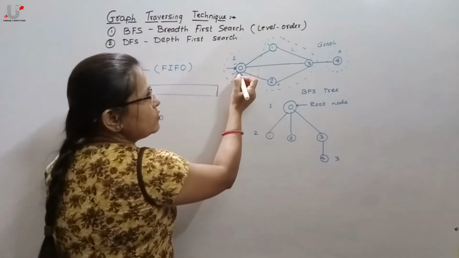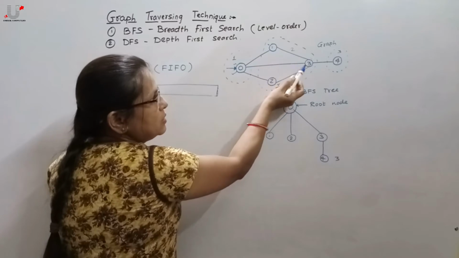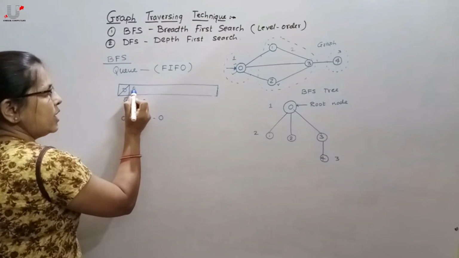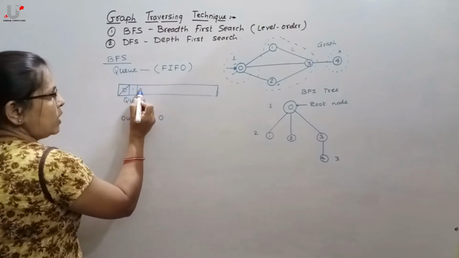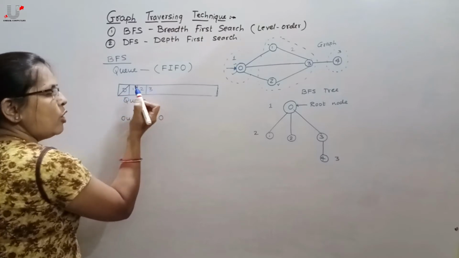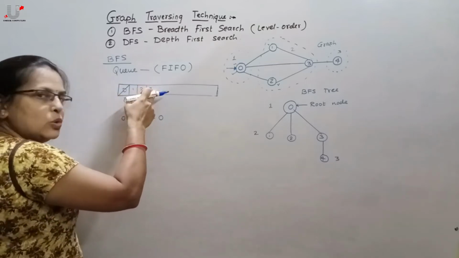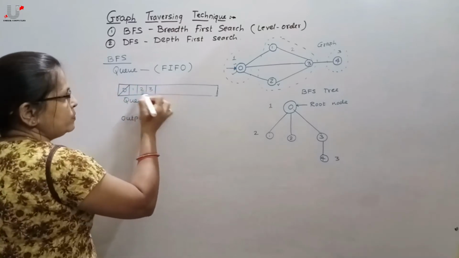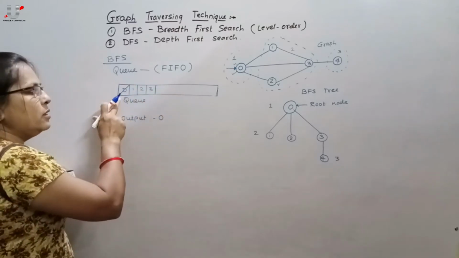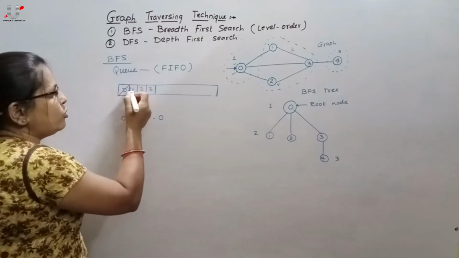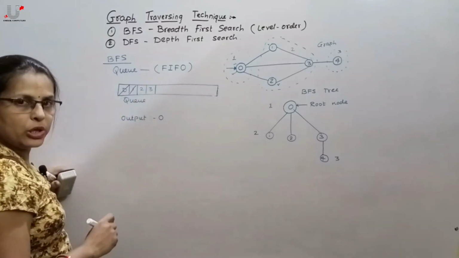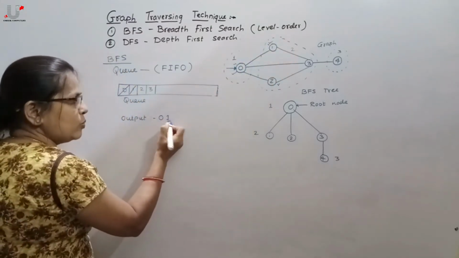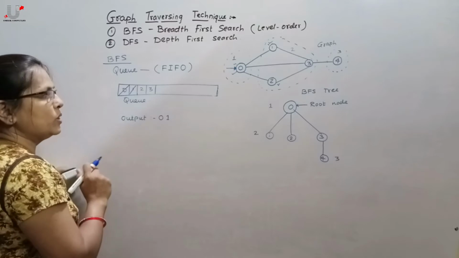So the adjacent nodes of 0 are 1, 3 and 2. These are the adjacent nodes to 0. So we add them in any order. That means 1, 2, 3, or the order may be 1, 3, 2, or it may be 2, 1, 3. It depends on you. After exploring 0, we remove the next element from the queue, mark it visited and add it to the output list.